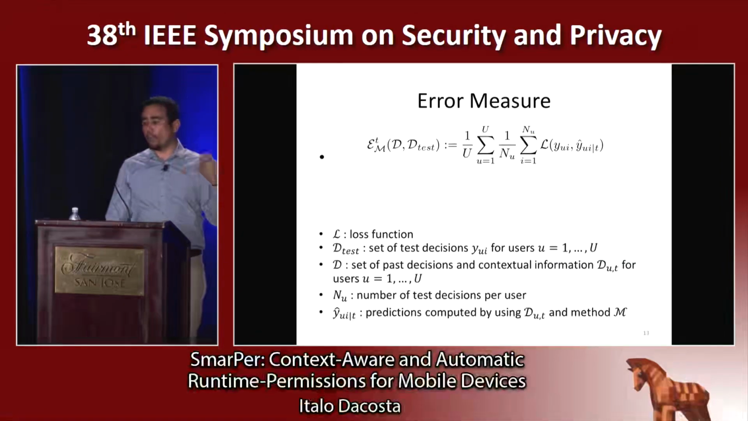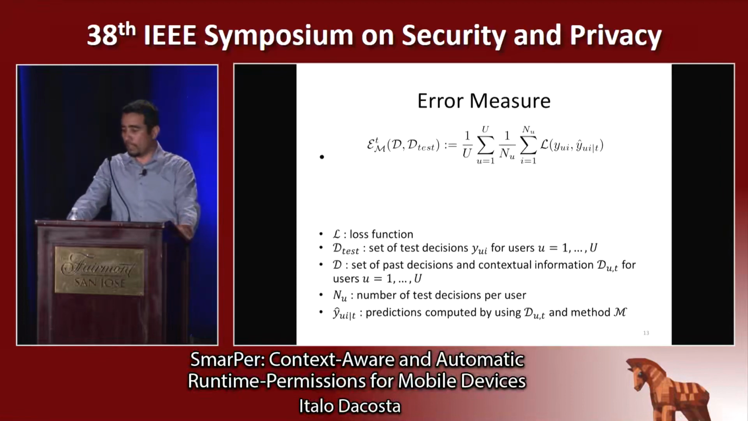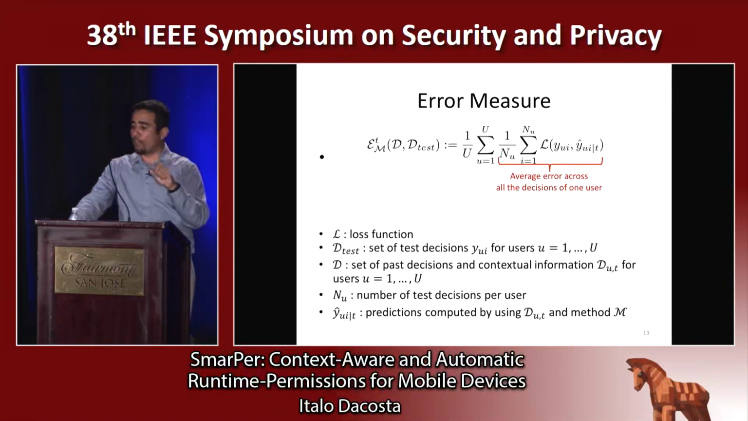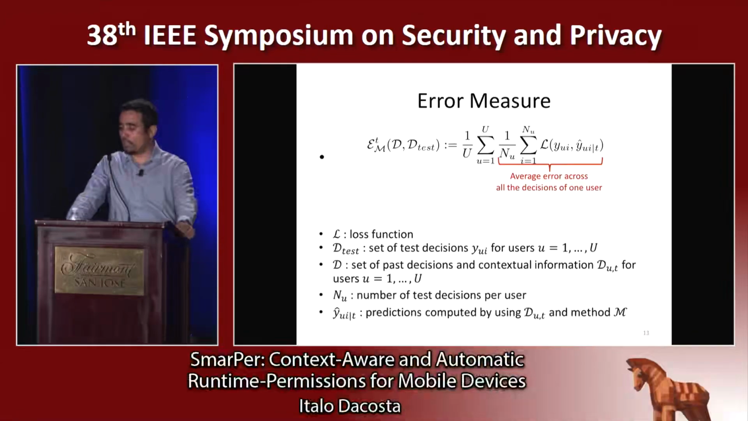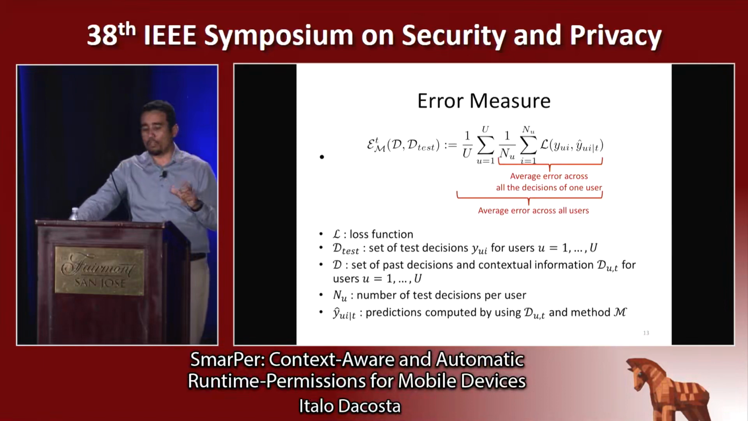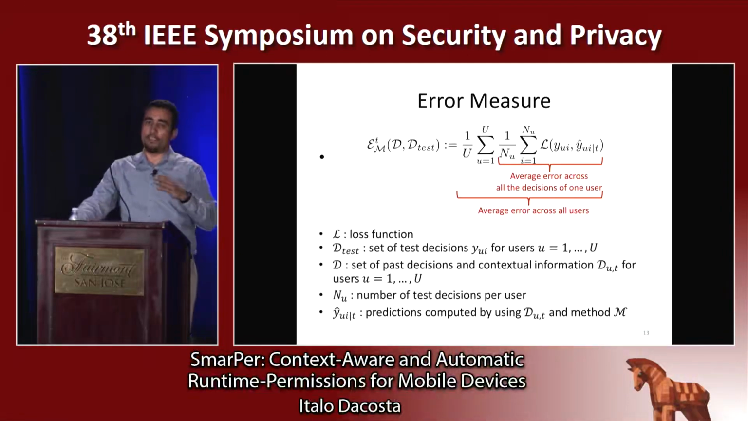To compare the different models, we use a standard error measure presented here. Basically, what we do here is, first, we compute the average error of the decision for a single user using a loss function that I will introduce next. And then we compute the average across all the users. And we do this to penalize models that do not generalize well across users.